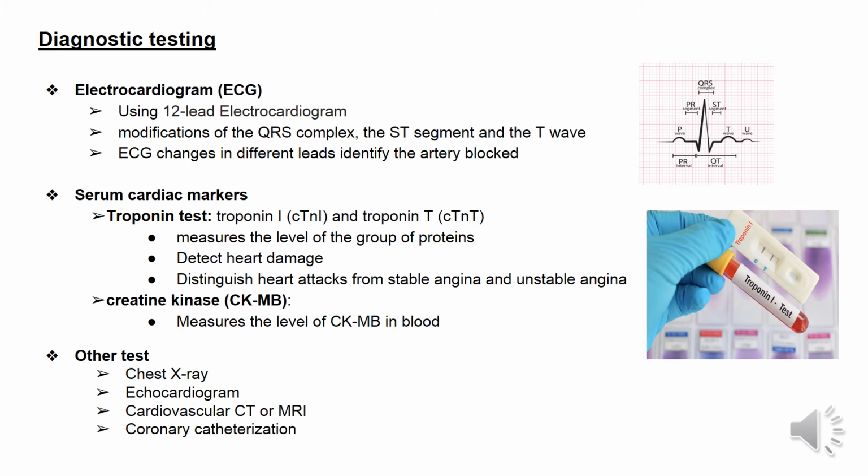Creatine kinase MB is an enzyme in the heart and skeletal muscles. When myocardial injuries occur, this enzyme is released into the blood. It can also be used to assist with diagnosing acute MI by referring to the outcome intervals. A normal range for men would be 60 to 220 units per liter. However, it's not as commonly used as troponin, as it takes longer to appear. Other tests can be performed, such as chest X-ray, echocardiogram, cardiovascular MRI, and coronary catheterization.